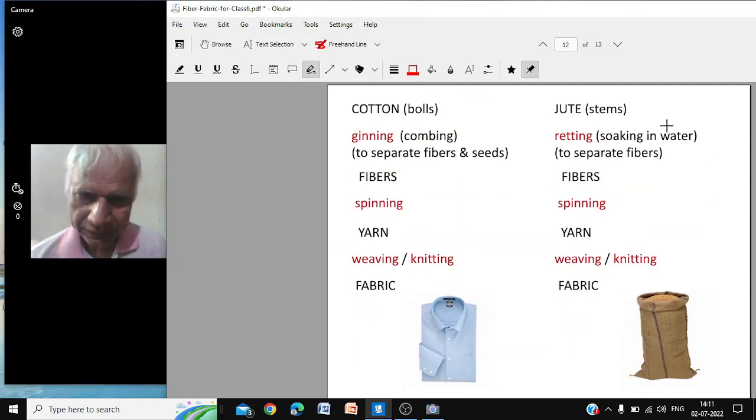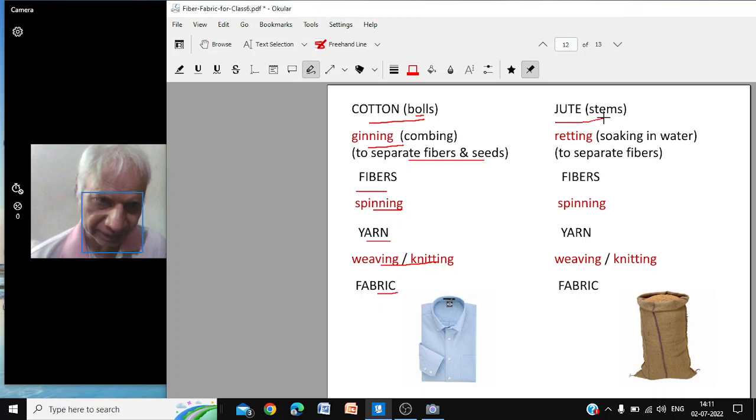So let's once again recapitulate the process. What did we get in cotton? Balls or fruits. Once again note the spelling, it is O, not A. Ginning. What did we do in ginning? We separated the seeds, we removed the seeds, and we got fibers. Spinning. What did we do in spinning? We twisted several fibers to get a strong yarn. And then weaving or knitting, we get fabric.